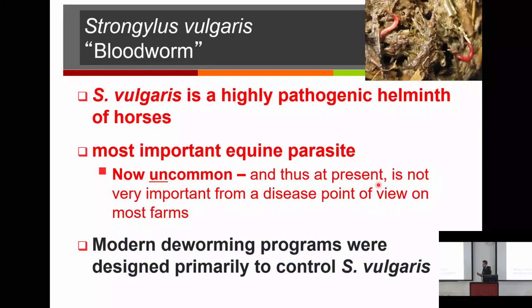So let's start with Strongylus vulgaris. As I said, it is a highly pathogenic parasite of horses. It is normally seen in adult horses. Now it is uncommon and not very important from the disease point of view, because better farm management is one of the reasons. A better deworming program is another reason, and we'll talk about the deworming strategy for this group of parasites. In previous years, that's why the prevalence and the control strategies are better for this group of parasites, and resistance is not the issue in this case.